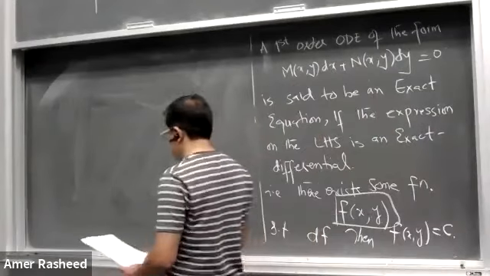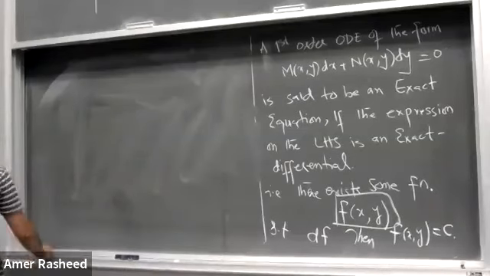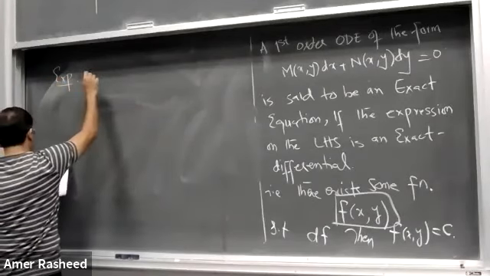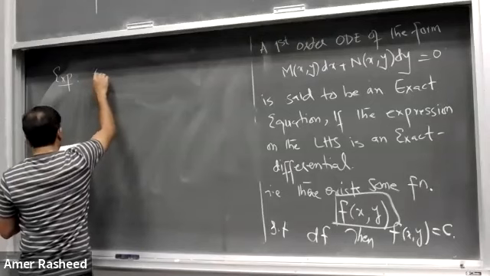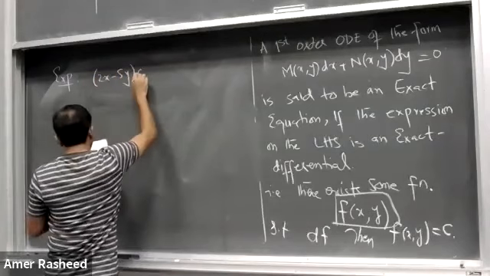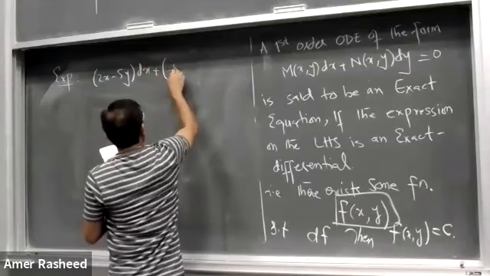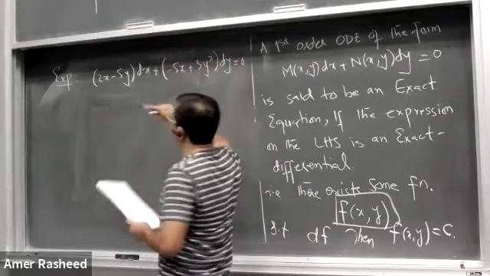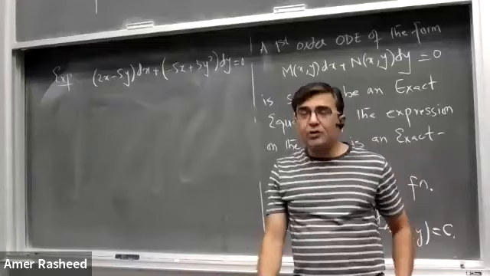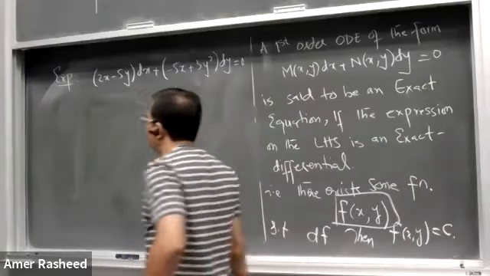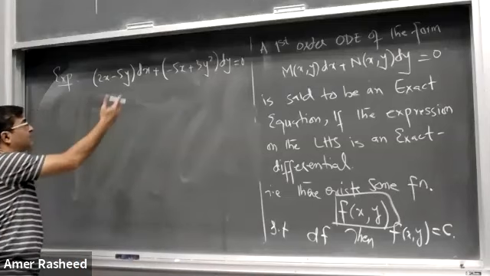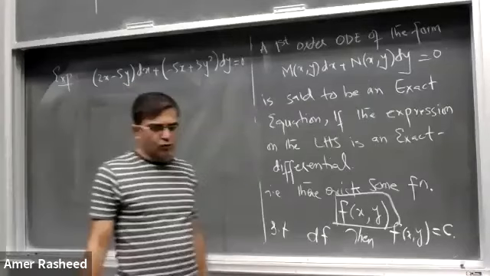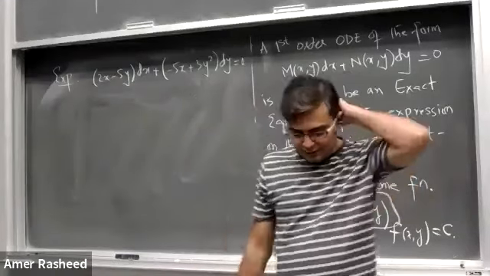Maybe before discussing that criteria, let's have an example. The example I have given here is the first order ODE of this form: (2x minus 5y) dx plus (negative 5x plus 3y squared) dy is equal to 0. Now this is a first order ODE. Can you find by guessing whether there exists some function whose differential is the left hand side of this equation?